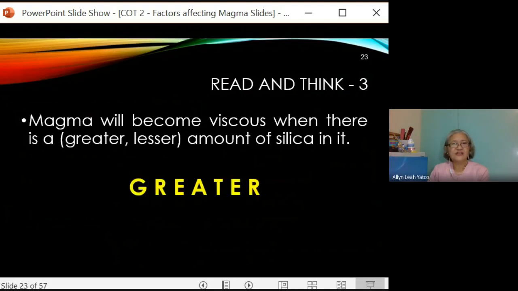That is right. The answer is greater. When there is a greater amount of silica in magma, the magma will become more viscous.